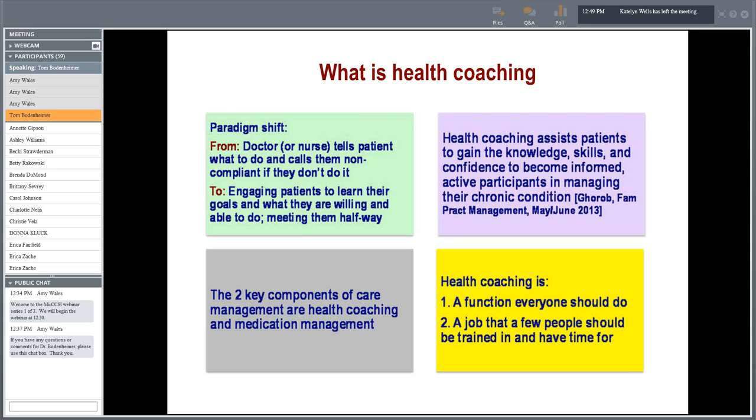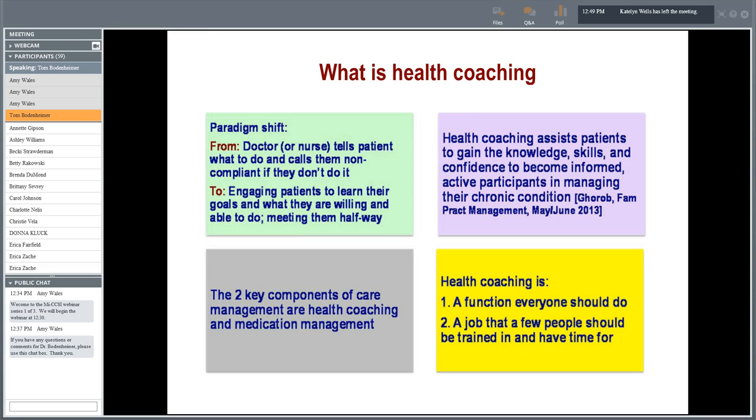Well, they probably won't do it if they don't want to do it. So what health coaching does is it assists patients to gain the knowledge, skills, and confidence to become informed, active participants in managing their chronic condition. I think a lot of us believe in knowledge, health education, patient education is really important, and it is. But if you look at the studies, solely doing patient education helps people to know more about their disease, but it doesn't change their outcomes.